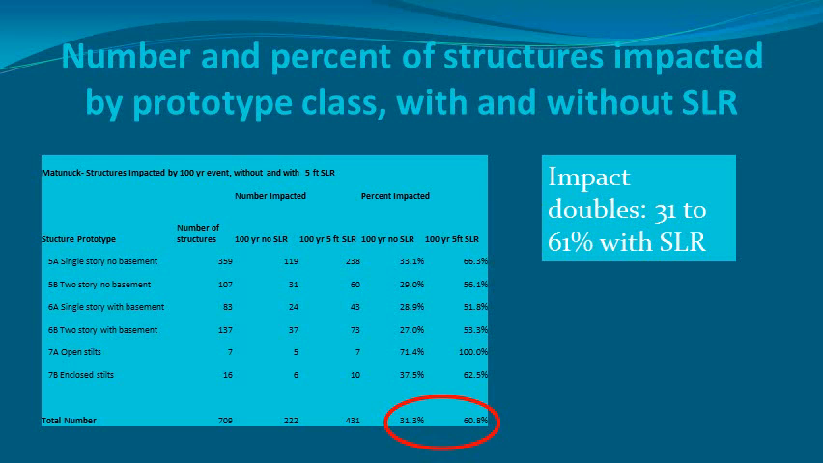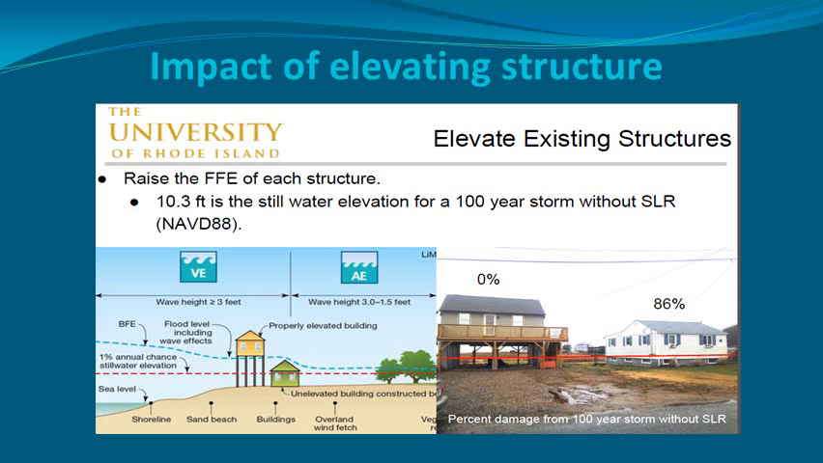So just again to show you, this is a 100-year, no sea level rise. This is the total number of structures damaged. With 5 feet of sea level rise, the number jumps and doubles. So we have a 61% increase with sea level rise. So this is a very telling story here.